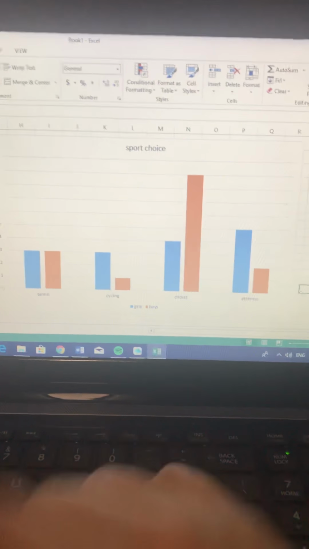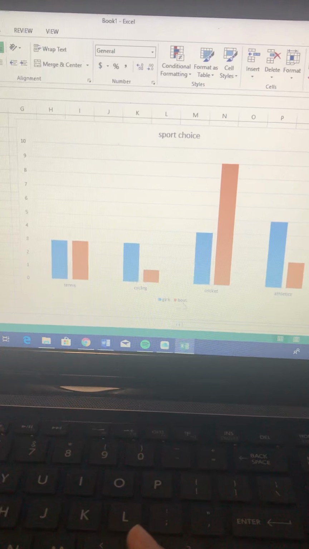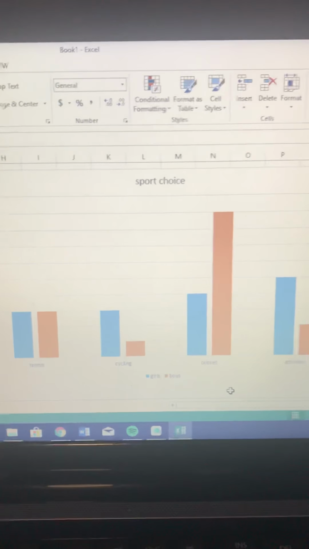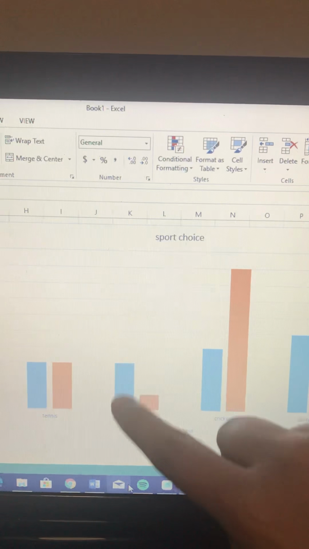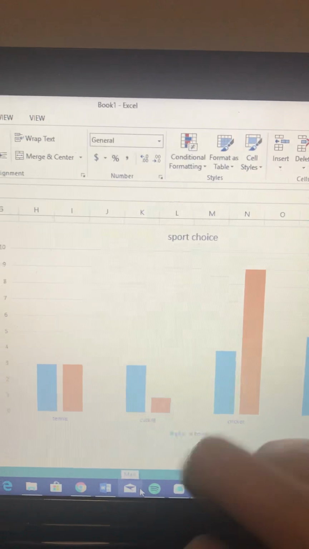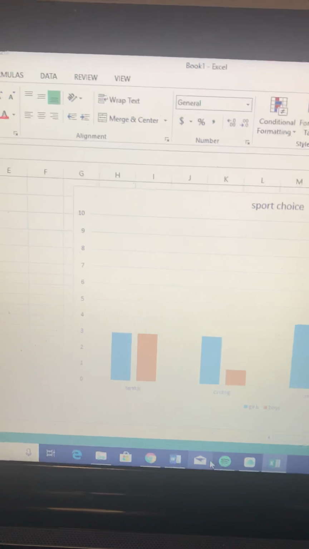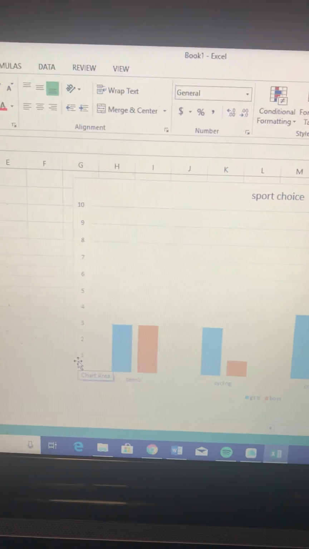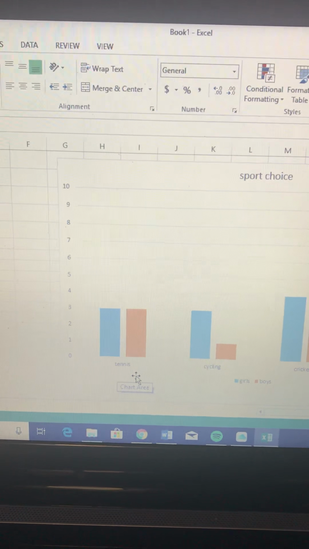So this is a column graph, so we can see the columns here. Okay, so who remembers what this is called down here? That's right, that's a legend. So this legend is telling us that the girls are represented by the blue and the boys are represented by the orange. Okay, and up here, we've got our y-axis, which has the number of kids, so you guys. Okay, so how many girls and how many boys preferred tennis?